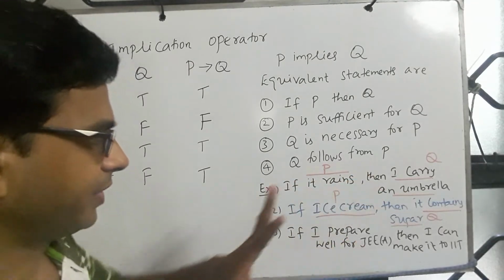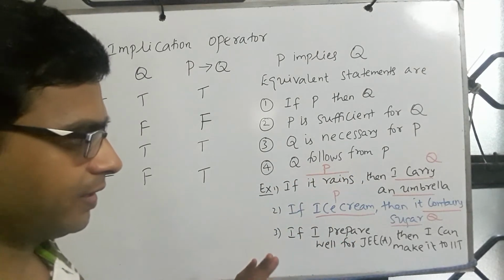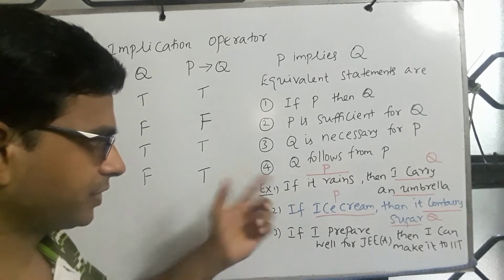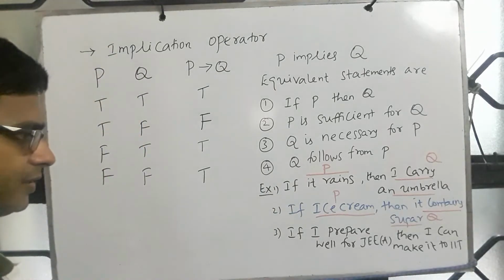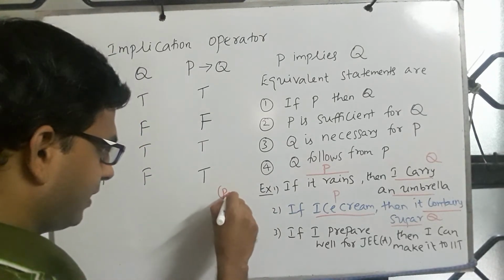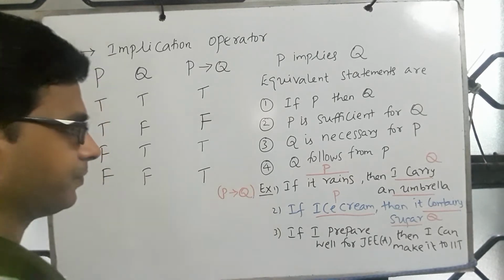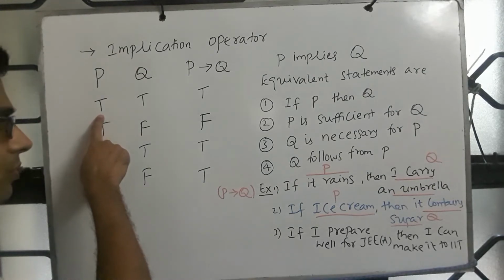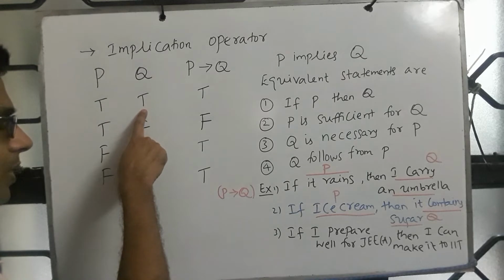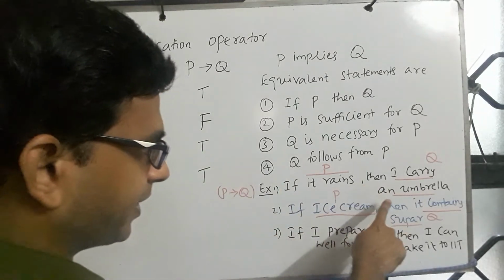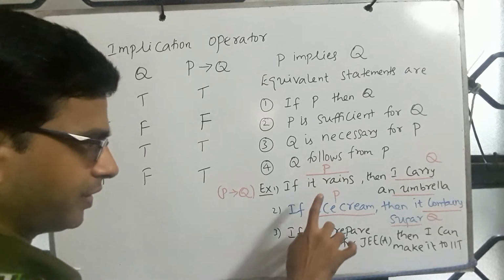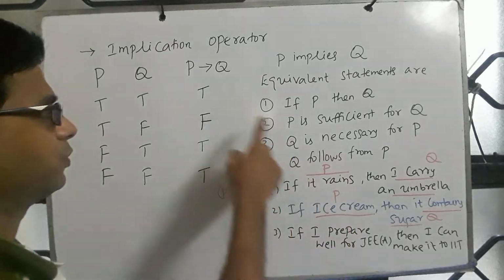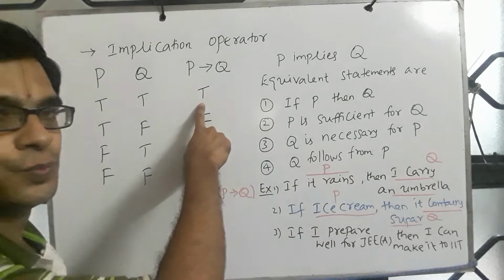Suppose I make this statement: if it rains, I carry an umbrella. Now I want to know what is the truth value associated with this. How do you write this? Informally, if you write, it is precisely P imply Q. Please note, it is raining, true. I am carrying an umbrella, then the statement is respected. Statement says, if it rains, then I carry an umbrella, then the statement is respected. So the truth value associated with the statement is true.